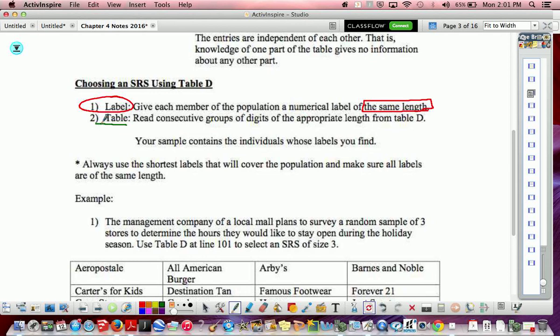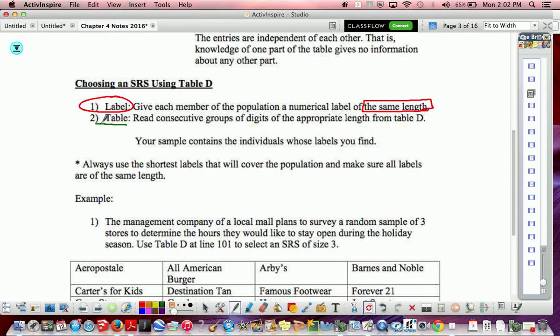Okay, do we have to use that table every time? Yes. I'm just going to say yes to that. Do you have to use it every single time? If the problem asks you to, yes. It says use table D. You should be using it. Okay? So you should be following these guidelines here.